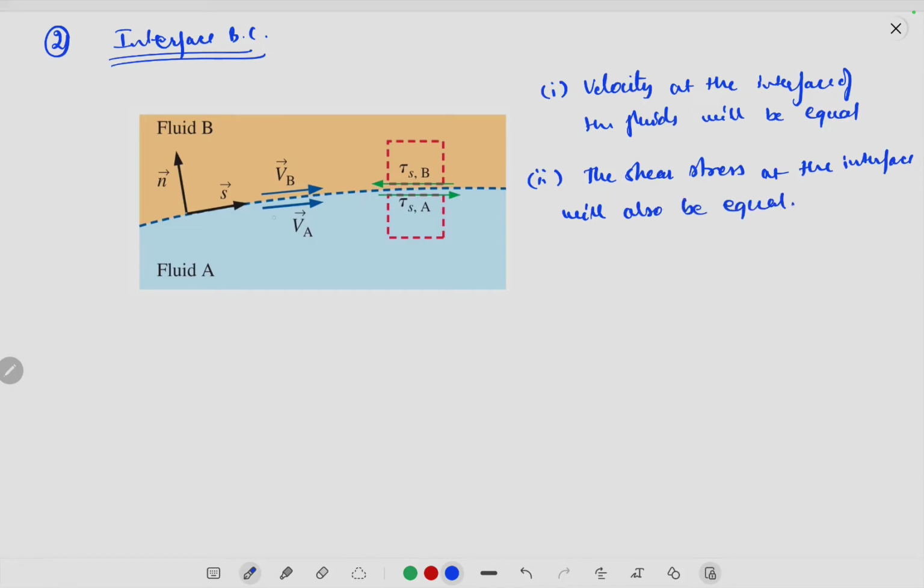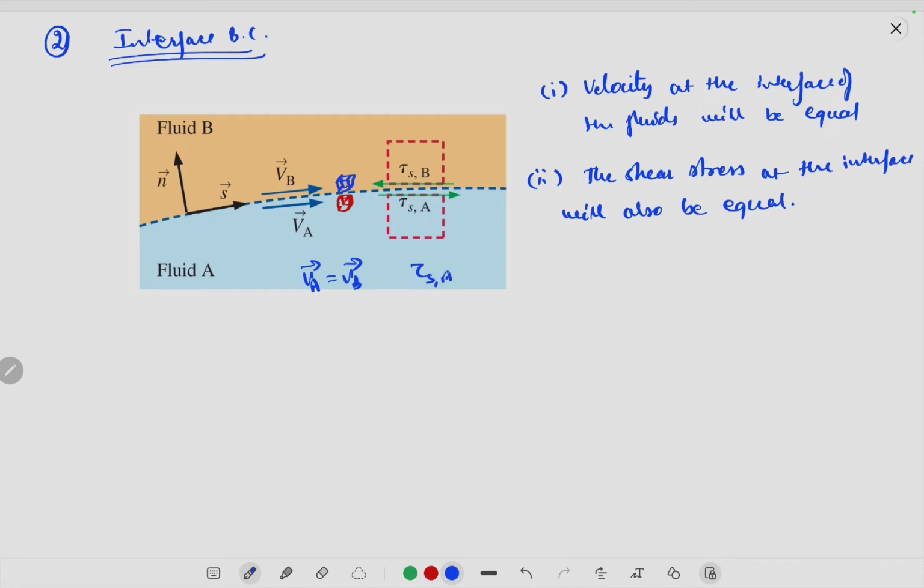Okay, so what it means is, let's say I have a fluid parcel corresponding to fluid B here, and a fluid parcel corresponding to fluid A here. Then the velocity of that fluid parcel in B and the velocity of that fluid parcel in A, which are just adjacent to the interface, will be equal. So in this case, V_A vector is equal to V_B vector, and the shear stress at the interface will also be equal.